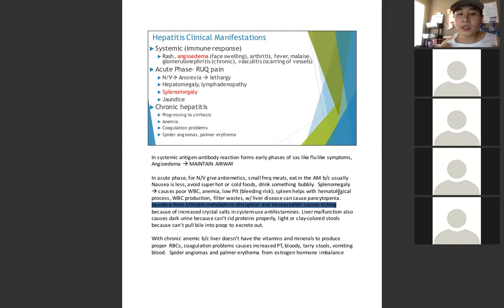So if there's issues with the liver and it doesn't function to excrete the waste, which is the bilirubin from the dead red blood cells anymore, we will have an increased accumulation of bilirubin in our blood. And whenever there is bilirubin in our blood, it will lead to yellow skin, yellow eyes, and jaundice. So that's what it basically means.